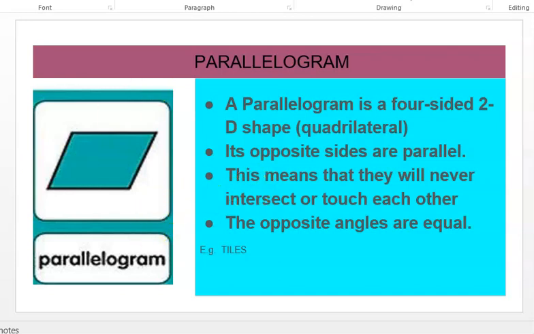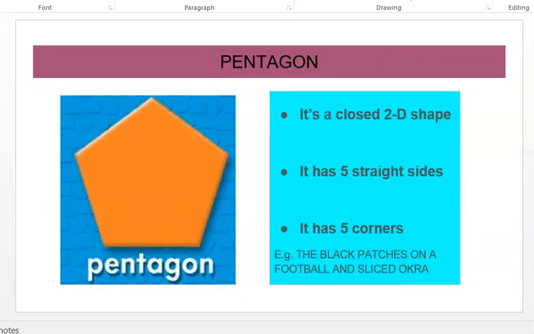Okay, so the next, a perfect example of parallelogram, or one of the examples, would be the tiles that we use in our buildings. The next example is a pentagon. A pentagon is a five-sided 2D shape. It has straight sides, and then depending on the length of the sides, if they are equal or not, you could have a regular pentagon, and you could also have an irregular pentagon. So if like this you have here, all the five sides are equal, so this is a regular pentagon. But if you have that all the sides are not equal, it is irregular pentagon.